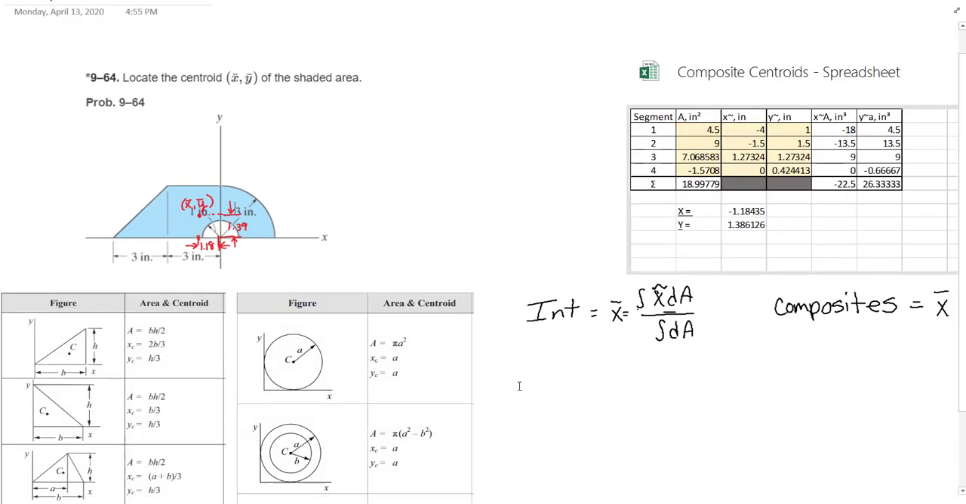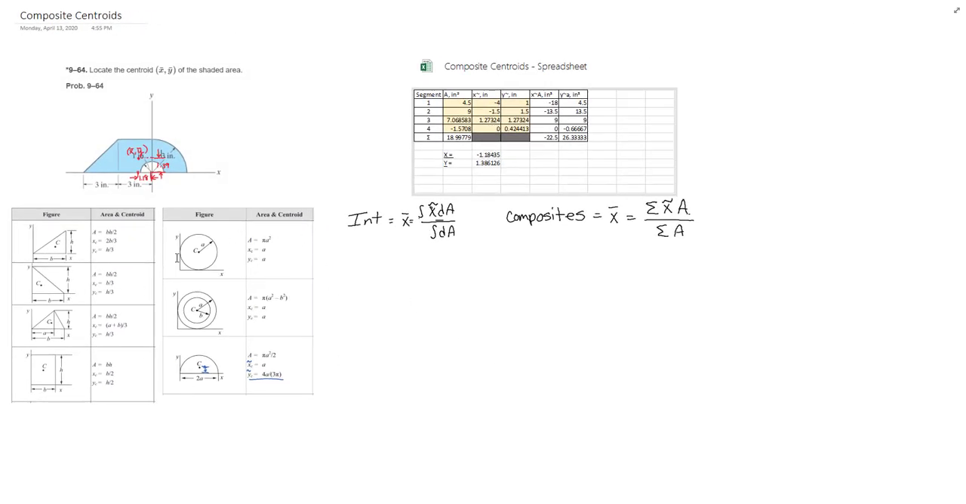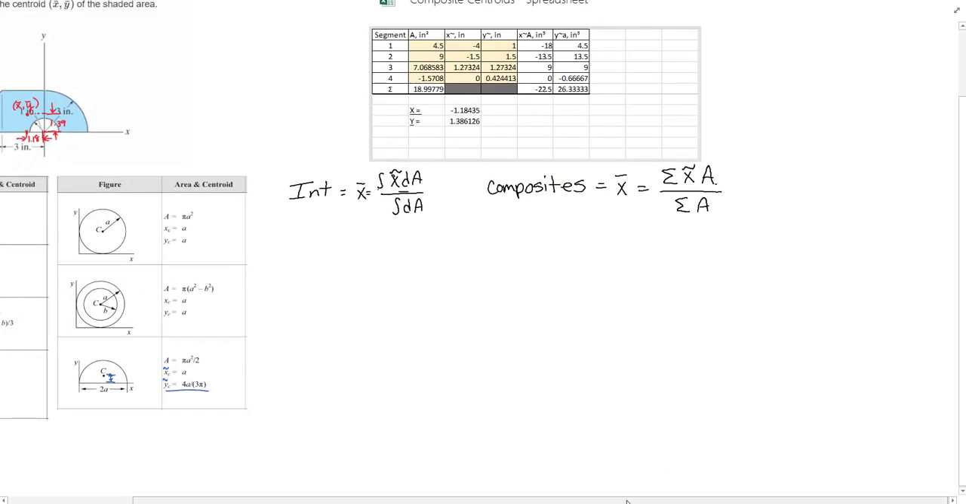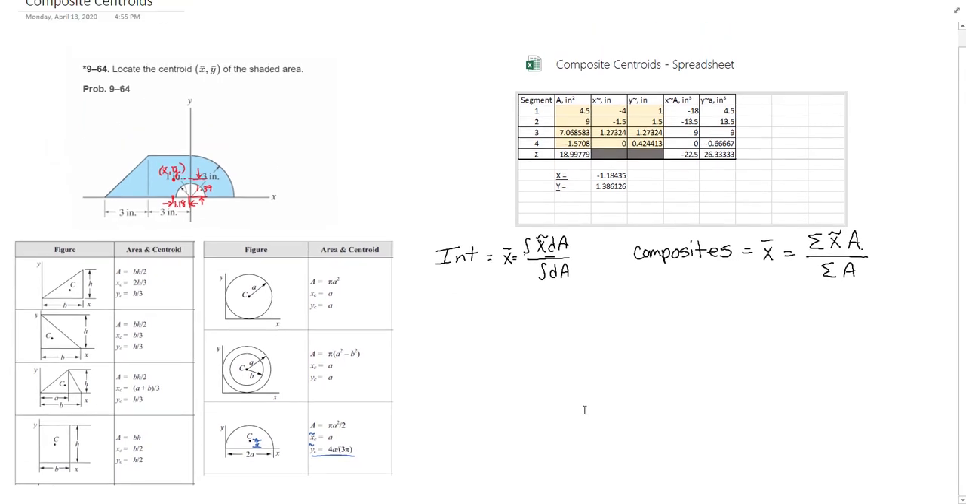All right, so that's all it's going to take. You're just going to be looking up values, seeing how we can get this to match the pieces, and adding them into a spreadsheet. And the biggest part of the work that we're going to do is setting up the areas and the centroids and letting the math fall out in the spreadsheet. Just like in integration, we had to set up the area and the centroid, and then the calculation took care of the rest.